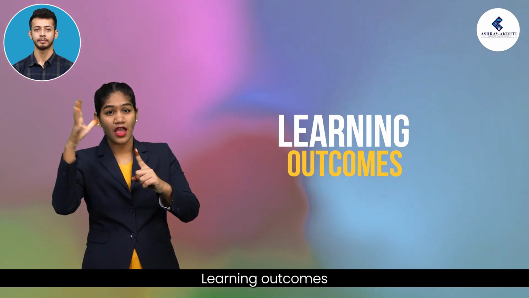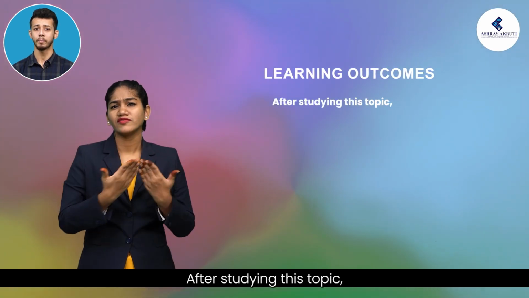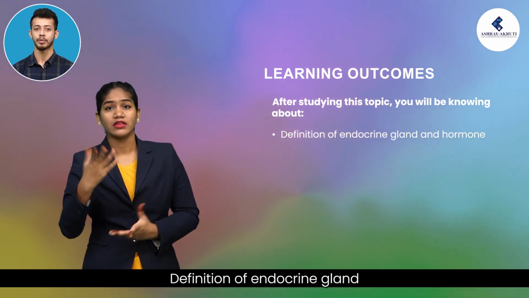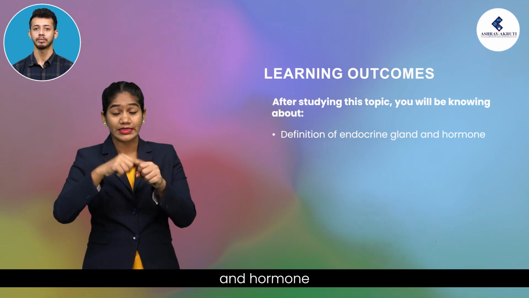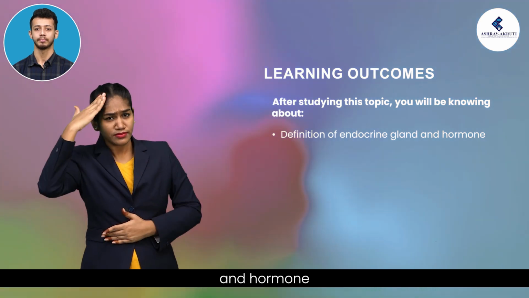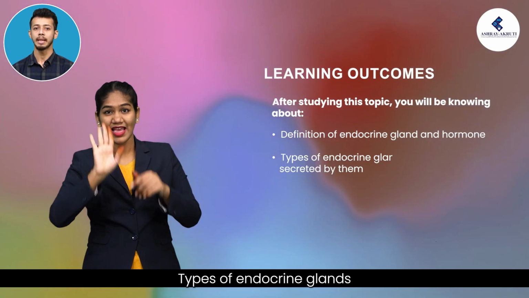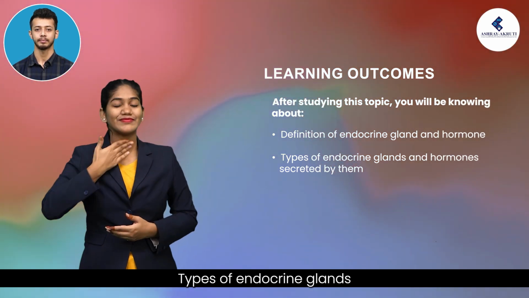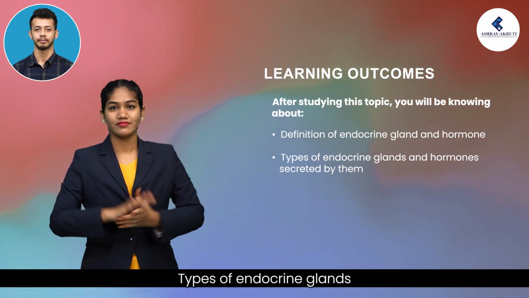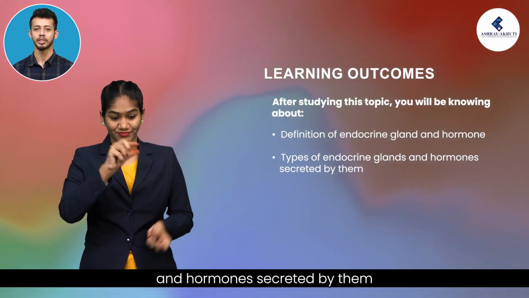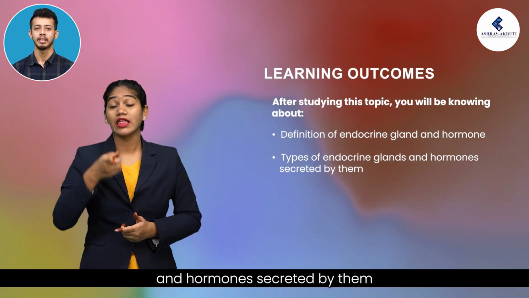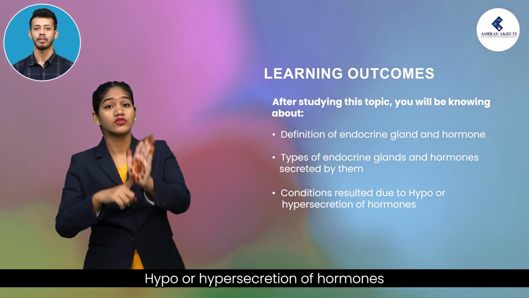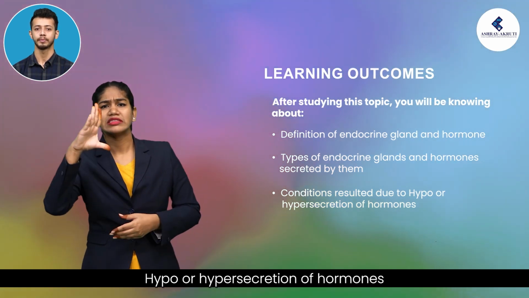Learning outcomes. After studying this topic, you will be knowing about the definition of endocrine gland and hormone, types of endocrine glands, and hormones secreted by them, conditions resulted due to hypo or hypersecretion of hormones.